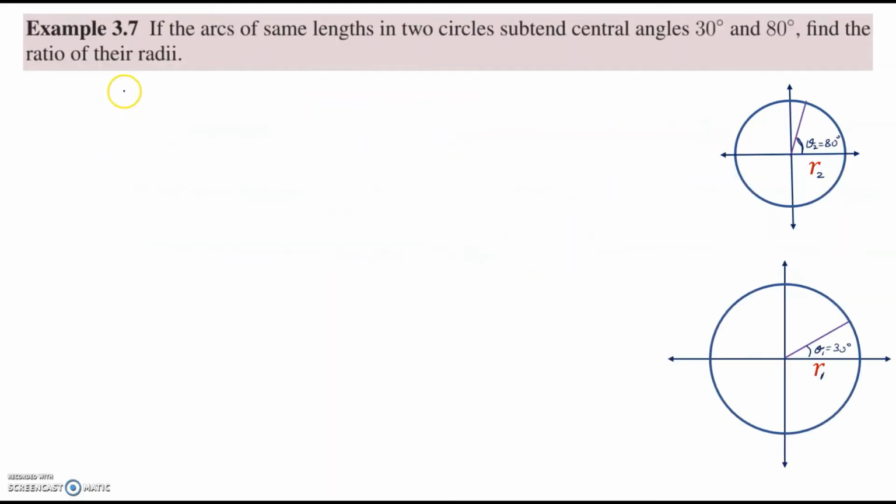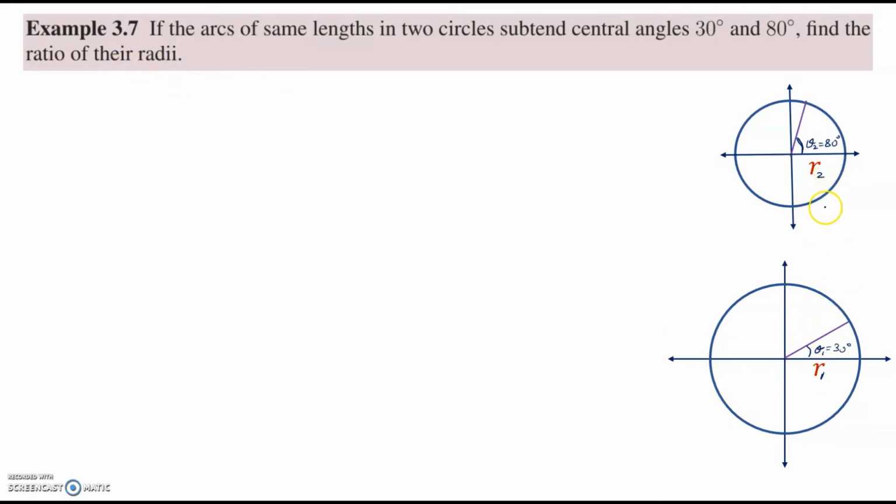Example 3.7. If the arcs of same length in two circles subtend central angles 30 degrees and 80 degrees, find the ratio of their radii. So you're given two circles and the arc here, which subtends 30 degrees, is equal in length to the arc here, which subtends 80 degrees. So we need to find the ratio of their radii, which is R1 by R2, or R1 is to R2.